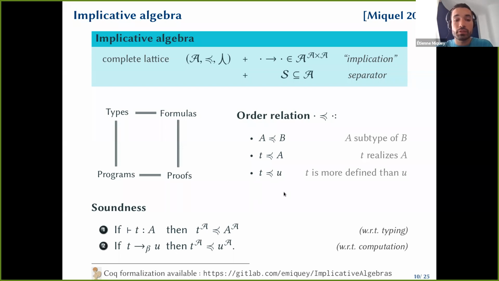And these interpretations are sound with respect both to typing, in the sense that if t is of type A, its interpretation is going to be lower than the interpretation of its type. And that's what corresponds to the adequacy property. You have more information in the realizer than in the corresponding realized formula. And it's sound also with respect to computation, in the sense that if t reduces to u, then t contains more information than u. It's usual if you think, for instance, that 2 plus 2 contains more information than 4. Okay, so that was about the computational part of implicative algebra.